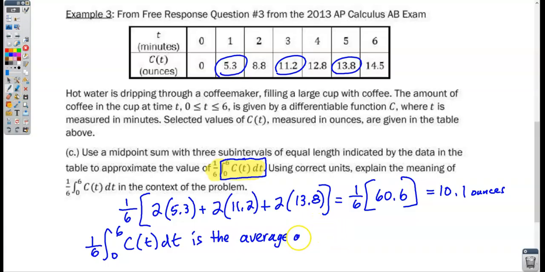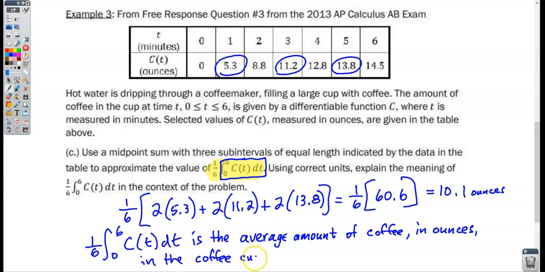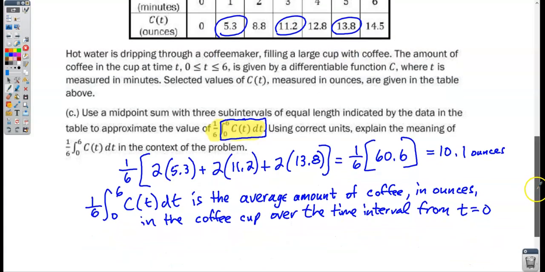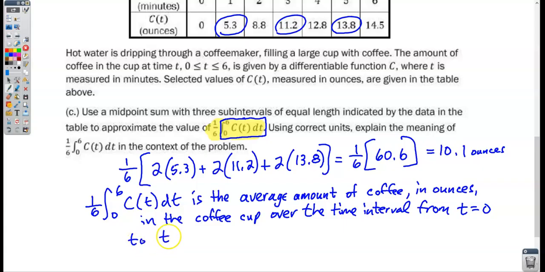Average amount of coffee in ounces in the coffee cup over the time interval from t equals 0 to t equals 6 minutes.